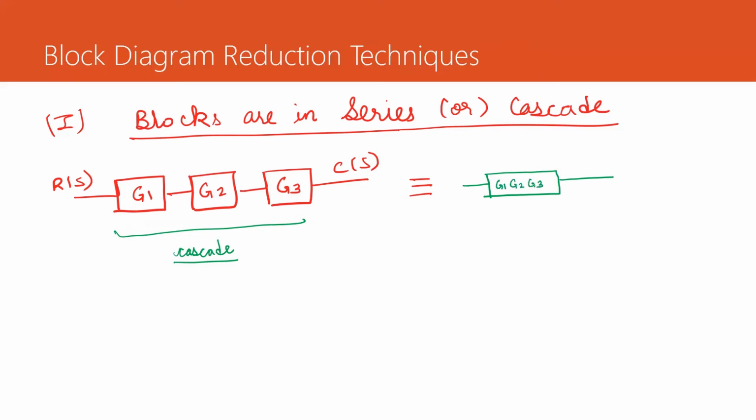Since we are representing things in the Laplace domain, which is the frequency domain, that's why we have multiplied the system. But if we talk about the time domain, suppose this is G1(t), G2(t), and this is G3(t), then we represent this block in the form of convolution. So we have G1(t) convolved with G2(t) convolved with G3(t). This is the representation.